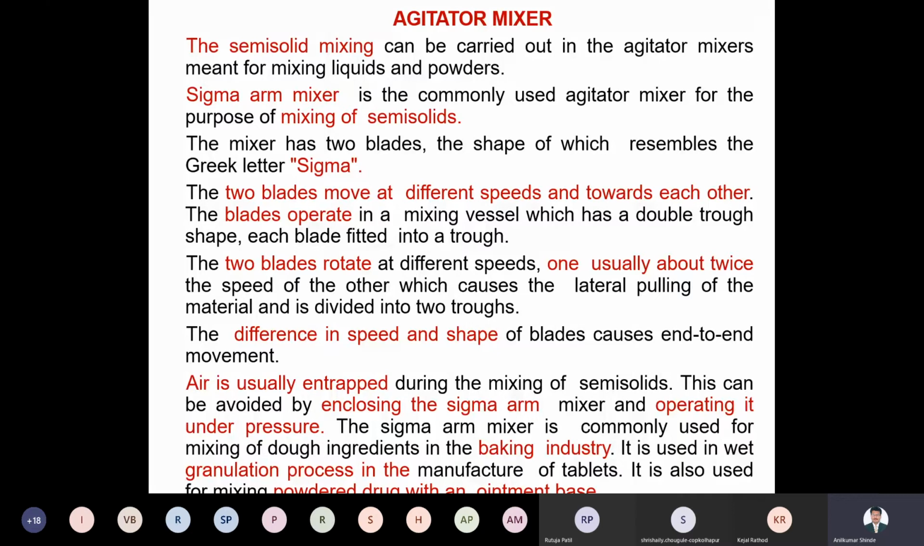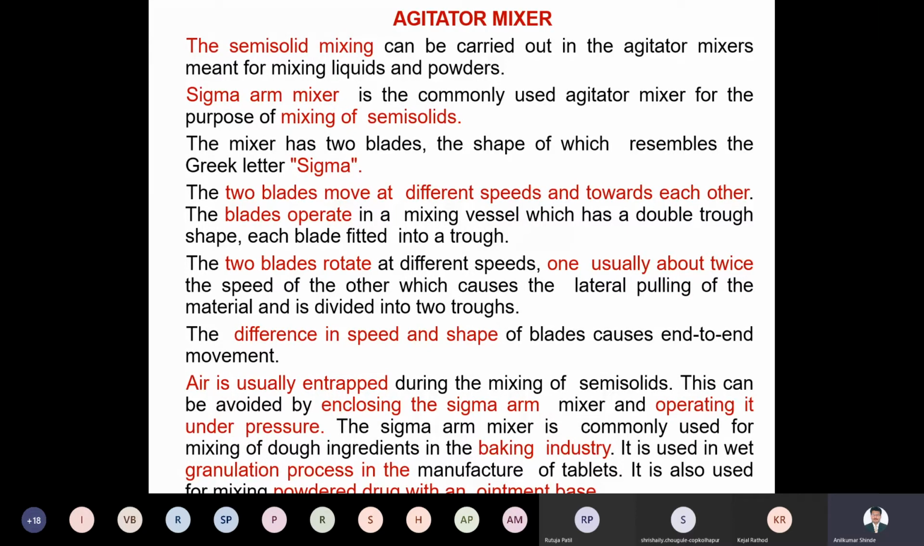So particularly this sigma blade mixer we can commonly use for mixing of the dough material. If you want to prepare baking products, this mixer is particularly used in the baking industry, right? So mixing of the different wheat attas, mixes properly with the other ingredients. Maybe we can add the sugar, the different flavors, some preservative, right? So all should be mixed together to form a dough mass, and it is particularly used for the baking industries.